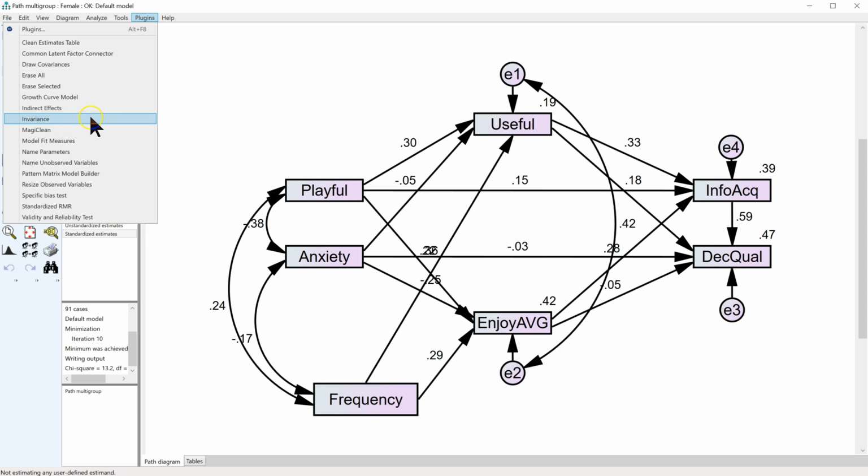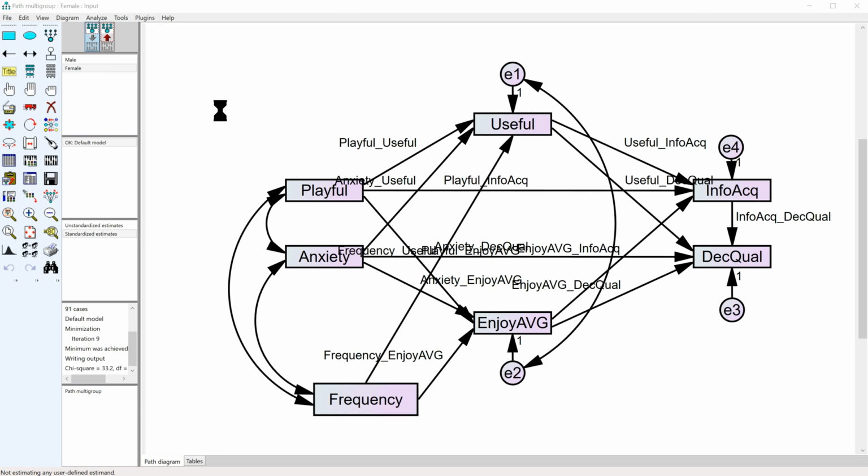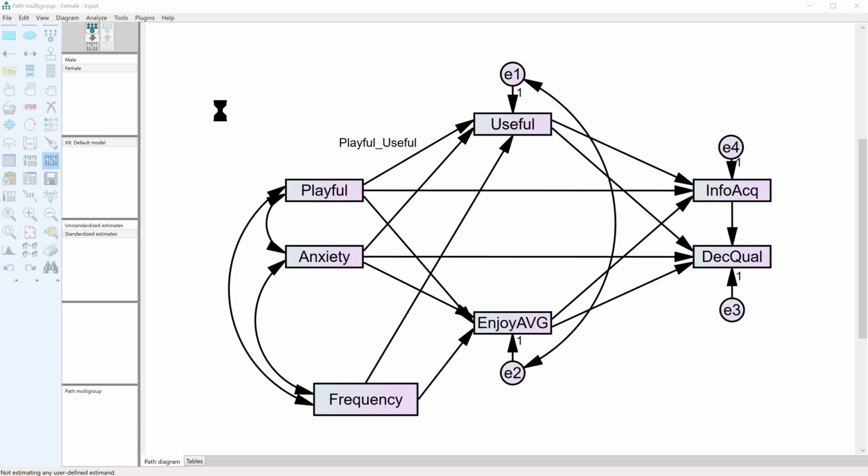Check it out. This is called the invariance test. It's going to do a bunch of chi-square difference tests. In fact, it runs as many times as you have paths in the model. So it's going to run every path and constrain each path one at a time and see if there's a chi-square difference between the constrained and unconstrained models for each path that it's constraining.